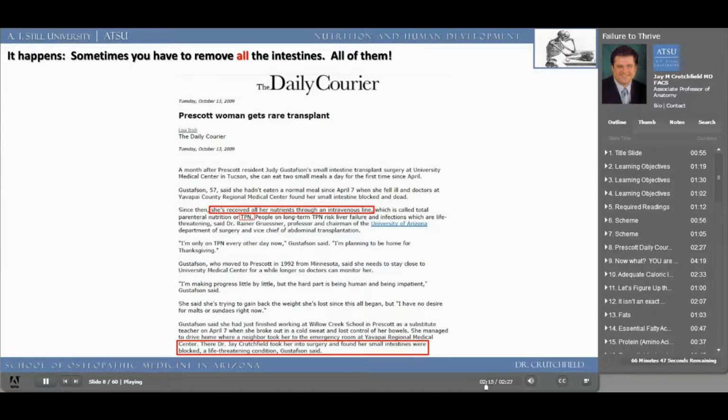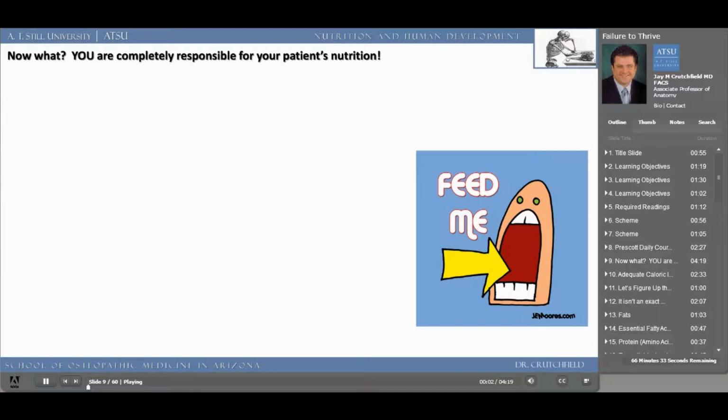We're going to remove his intestines, and then we're going to talk about how to figure out how much nutrition he needs, what nutrition he needs, and how to give it to him. Let's start. Turn on your calculators. But so far, I've already used some words that you probably don't know what they mean. So let me define them, and as we go through, this will make more sense.